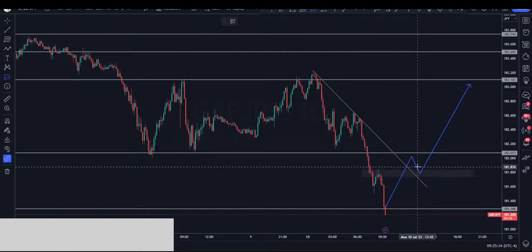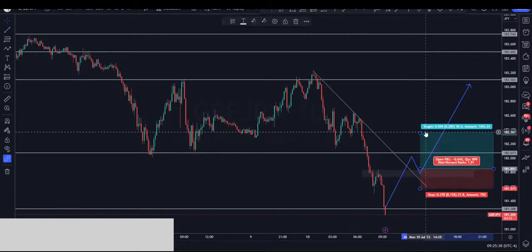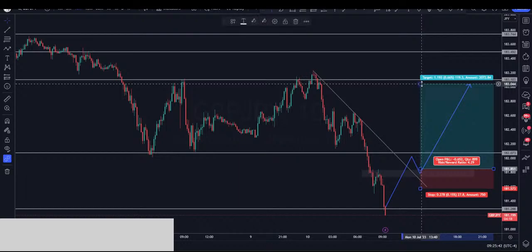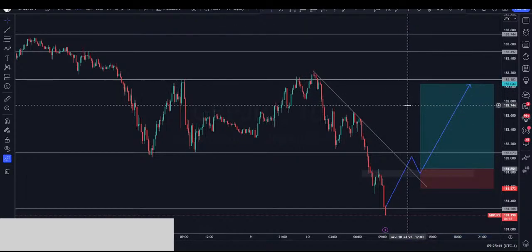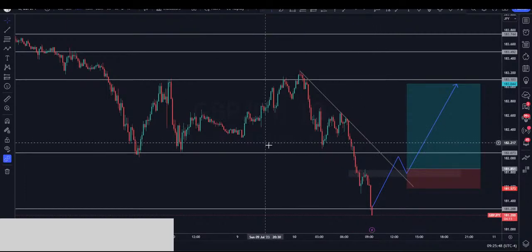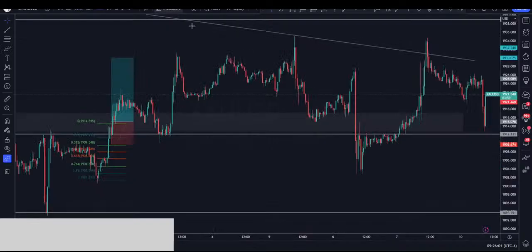So in that case, we would be looking for an entry around here, stop loss about here, and try to get all the way back up here. So it's a 1 to 4 R, if we can get that move. So we'll just keep an eye on this. Alternative, if it breaks down here, it's just gone way too far for me to look for an entry right now. So that would have to wait.